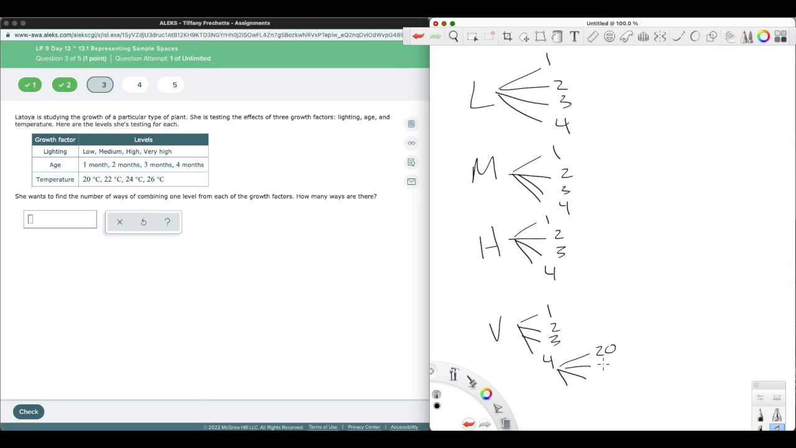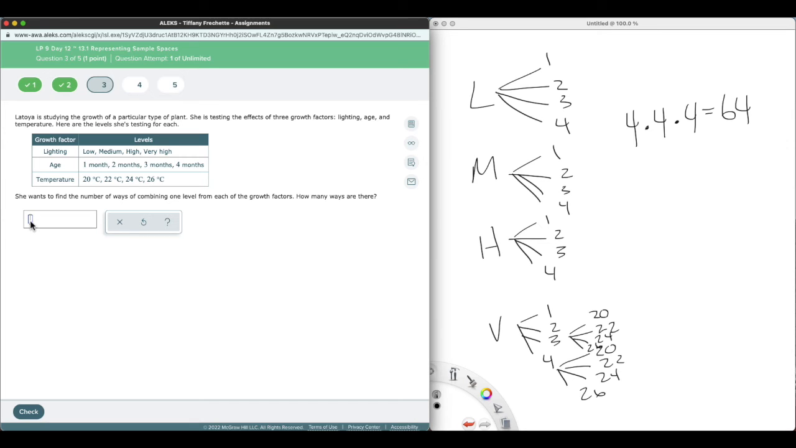So hopefully we can see right away, this is going to get very busy, very, very quickly. It's going to be kind of hard to keep track of all of these if I were to do 1, 2, 3, 4 on each one of these, right? So instead, let's use the counting principle and say how many options are there for lighting? 4. How many options are there for age? 4. How many options are there for temperature? 4. We're going to multiply all these together. 4 times 4 times 4 is 64. So there are 64 possible ways or possible paths that she could choose for these plants.